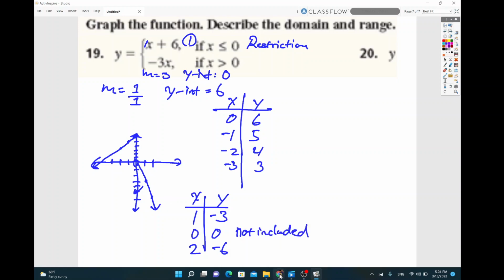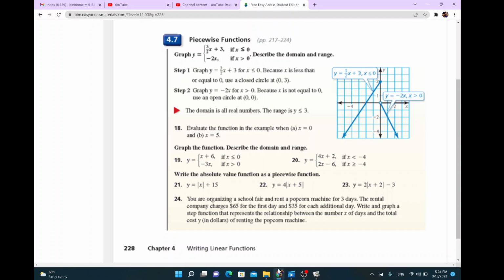And now going back to the template. And let's see what else we have right here. Write the absolute value function as a piecewise function. So this one could be a little bit tricky. Okay, so let's do that.